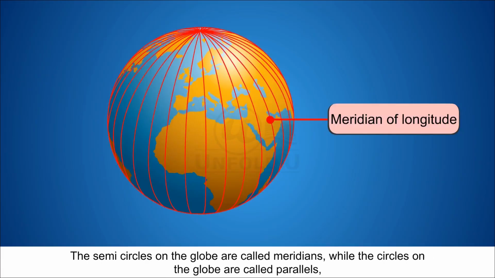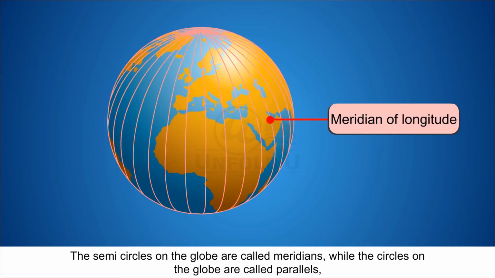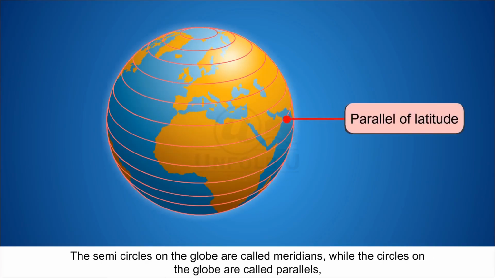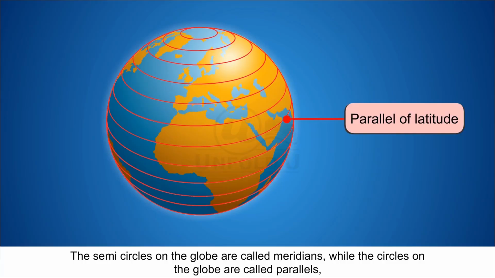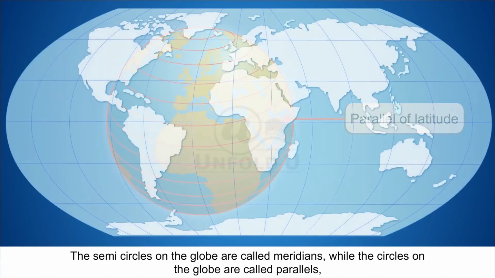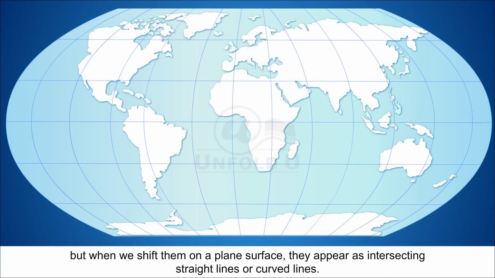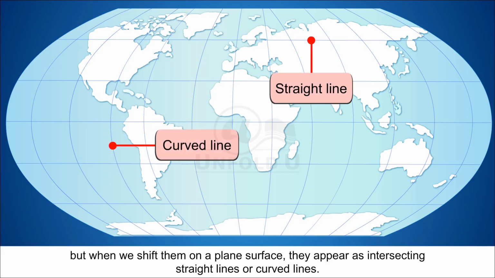The semicircles on the globe are called meridians, while the circles on the globe are called parallels. But when we shift them on a plane surface, they appear as intersecting straight lines or curved lines.